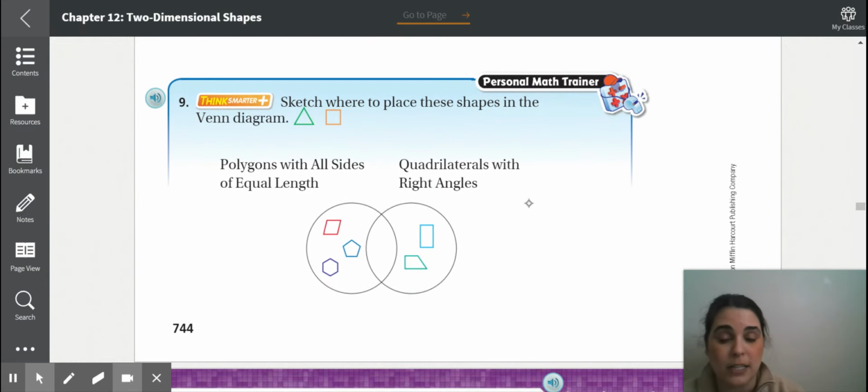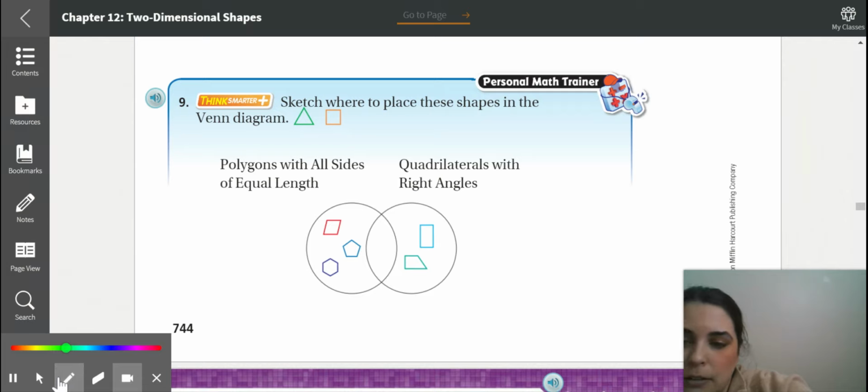Okay, this is going to be our last one, number 9. Sketch where to place these shapes in the Venn diagram. So we have the triangle and the square. Let's read the diagram first. Quadrilaterals with right angles, polygons with all sides of equal length. So for all of these polygons here, all the sides are the same length. These polygons here have right angles.